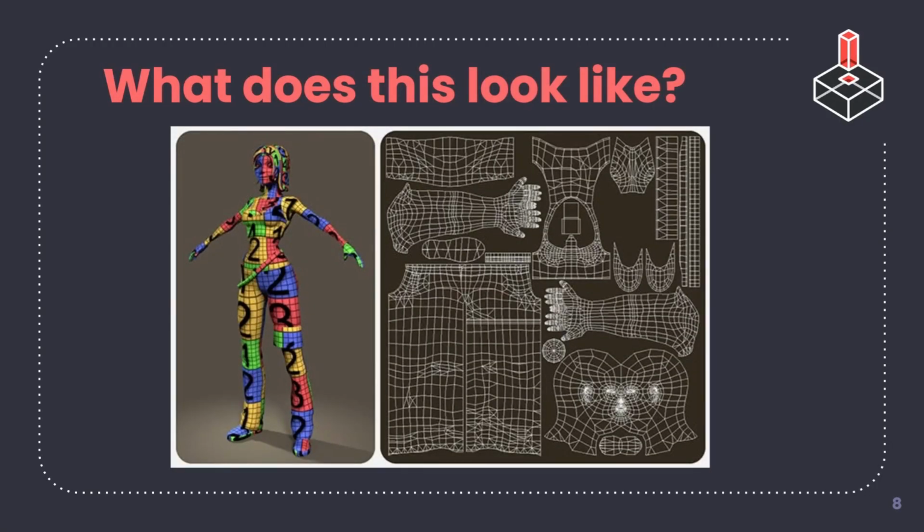Okay, so what does this look like on an actual character model? So here's an example of a character who has a UV map. On the right, you can see how the different parts of this character have been cut up and laid out, and then later they will be painted on or materials will be designed around them and they'll be re-wrapped around the character.